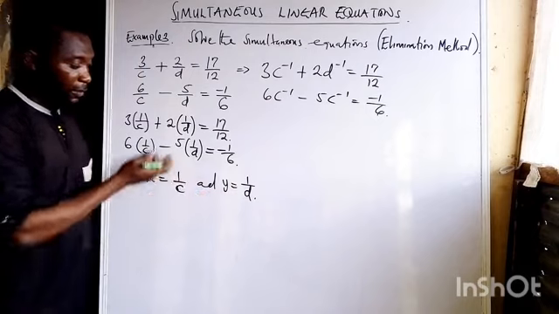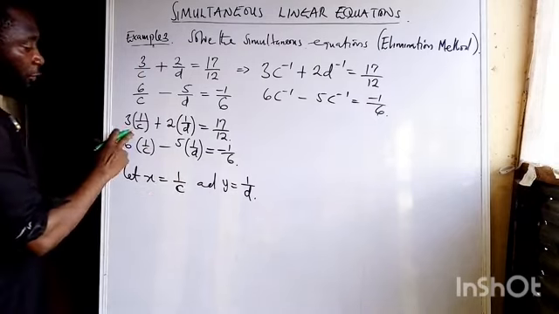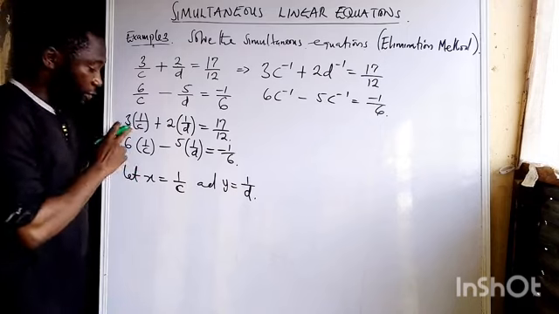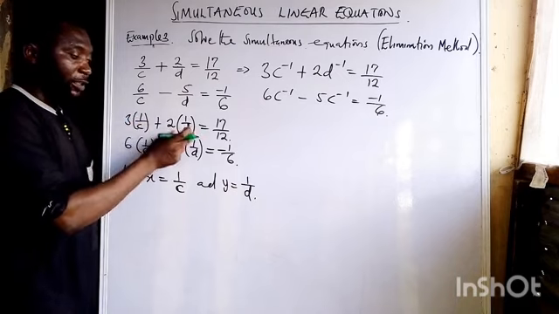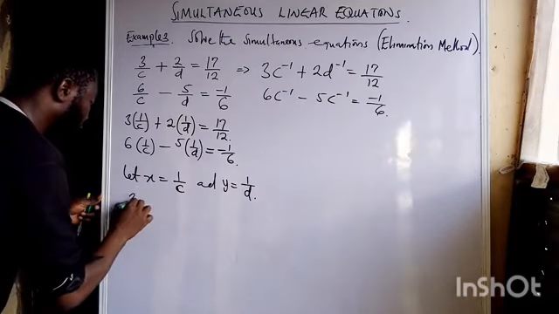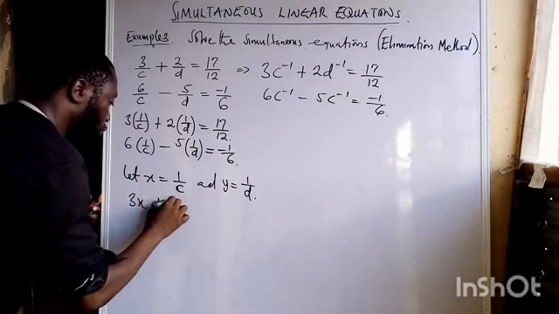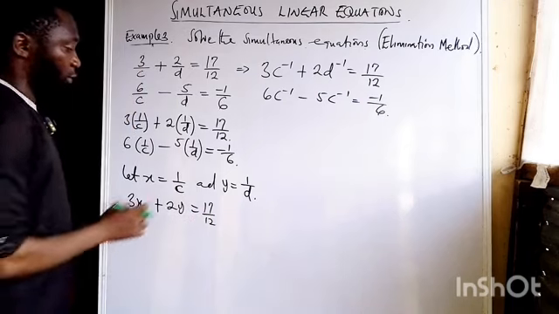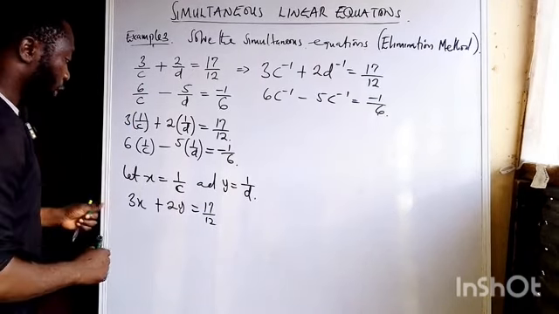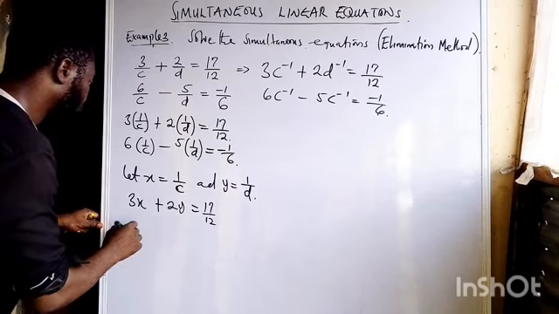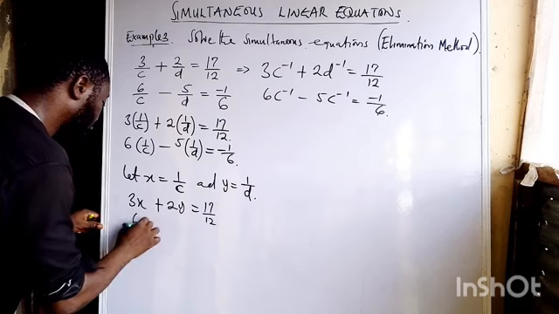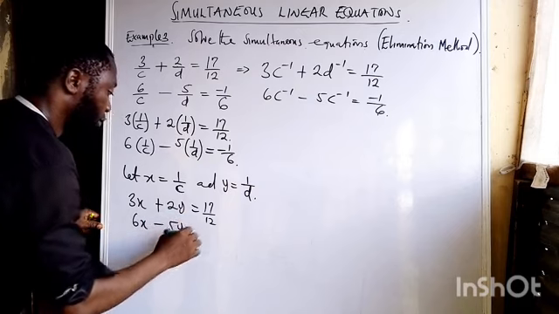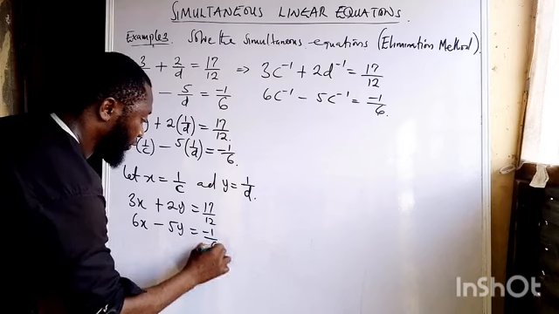Now, from here we can rewrite these two equations. Instead of writing 3 times 1 over c, we can just turn this 1 over c to letter x and this 1 over d to letter y. So we rewrite this as 3x plus 2y equals 17 over 12. We do the same here. We have what? 6x minus 5y equals -1 over 6.